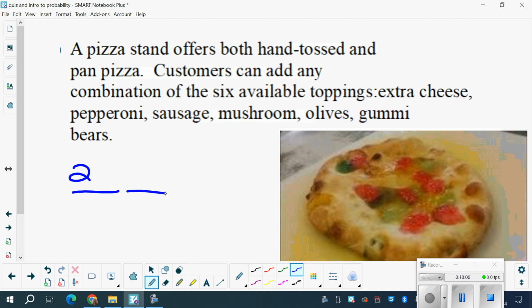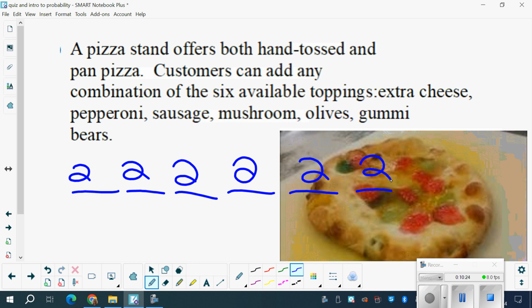Hey, Gino, do you want extra cheese? Yes or no? Hey, Gino, do you want pepperoni? Yes or no? Hey, Gino, you want sausage? Yes or no? Do you want mushrooms? Yes or no? Do you want olives? Yes or no? Do you want gummy bears on your pizza? Yes or no? I can't believe I found a picture with gummy bears.